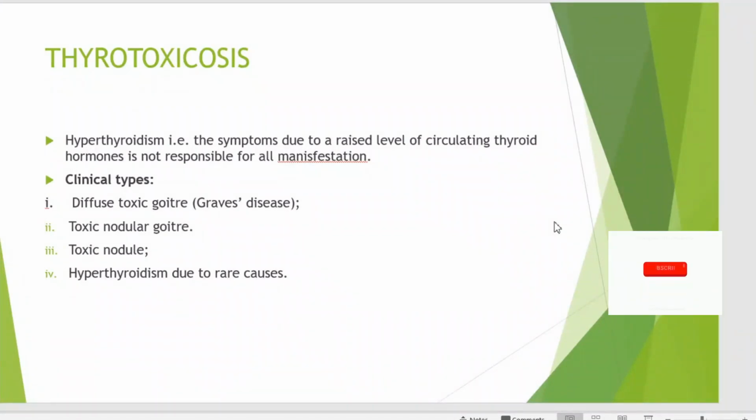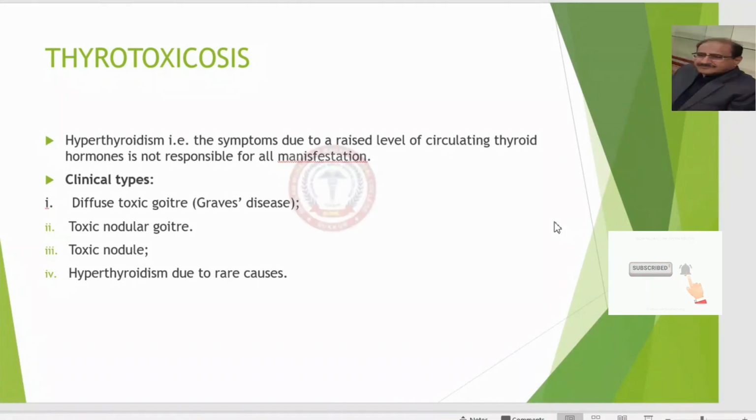But not all manifestations due to an increased level of thyroid hormones are due to hyperthyroidism alone. There are other manifestations which are more toxic. When patients with hyperthyroidism show signs and symptoms of toxicity, these toxic symptoms, then we call it thyrotoxicosis. Basically, thyrotoxicosis is a type of hyperthyroidism.